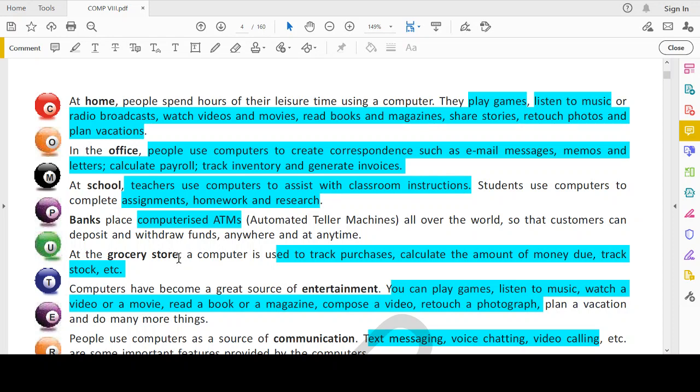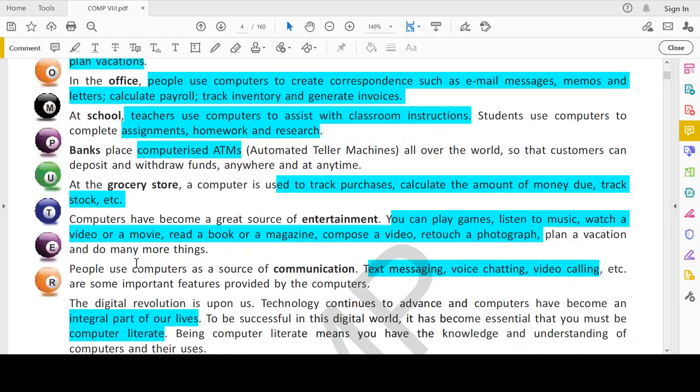Similarly, at the grocery store also, the storekeepers are using computers to keep track of the items and the amount of money the customers are paying. Everything they are keeping track of with the help of a computer. They have got a customized application software for it, and they are using it for store management.